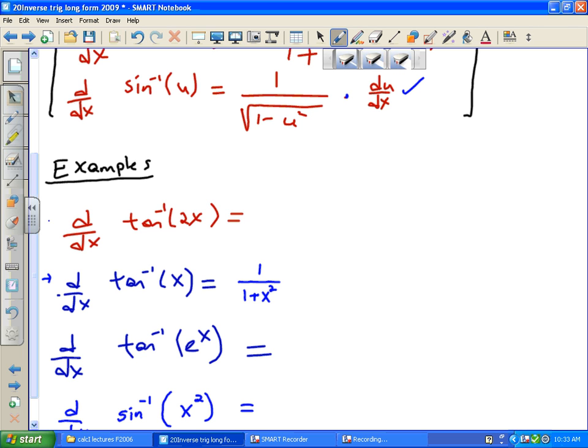Now let's do this one. The derivative of tangent inverse of 2x. Now you have a u. Your u is 2x. So the rule says do 1 over 1 plus what? The entire quantity squared. So what is the 2x quantity squared? If you like, let me write it like this for now. 2x quantity squared, right? Times du/dx, which is?